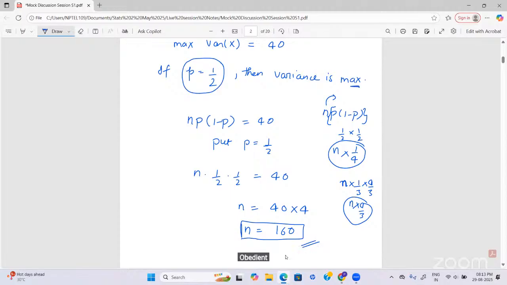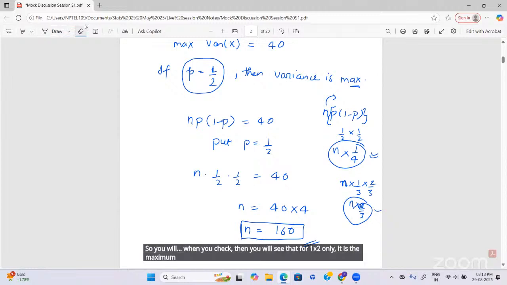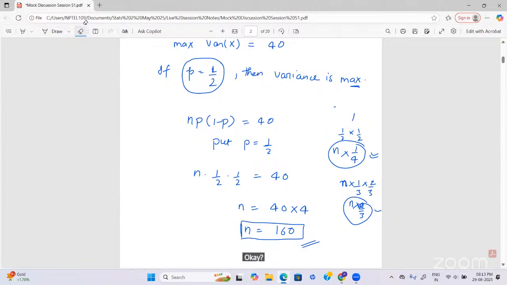Ma'am, here 4 by 3, I think it should be 2 by 3, no? Yeah, sorry. It will be 2 by 3, okay? So this value will be greater than this one. You can take any other value of p and check, and you will see that for 1 by 2 only, it is the maximum. Yes, okay, ma'am. Thank you.